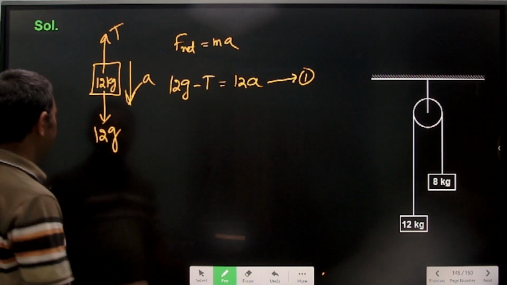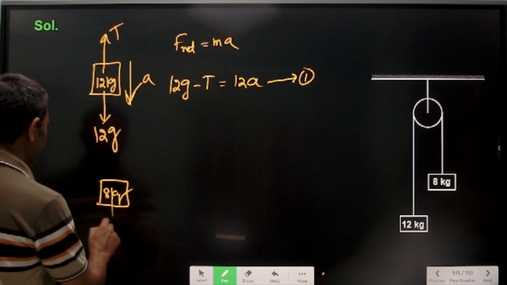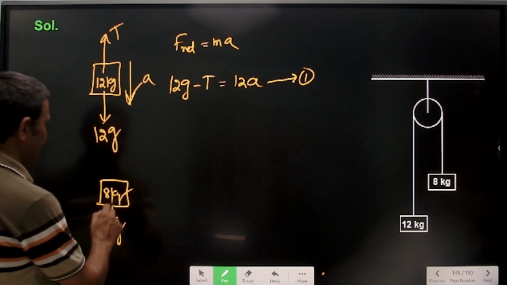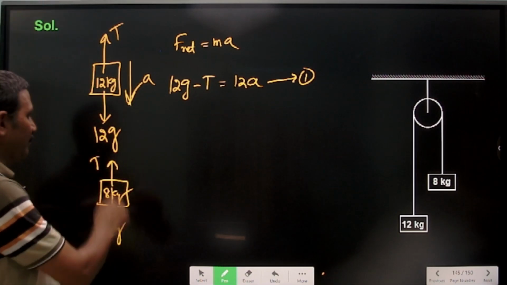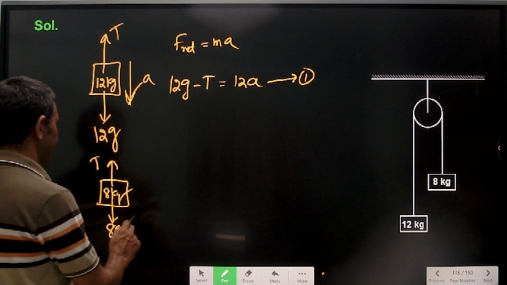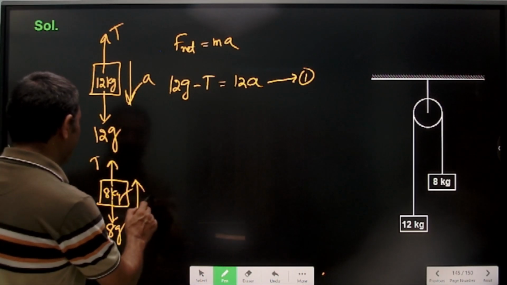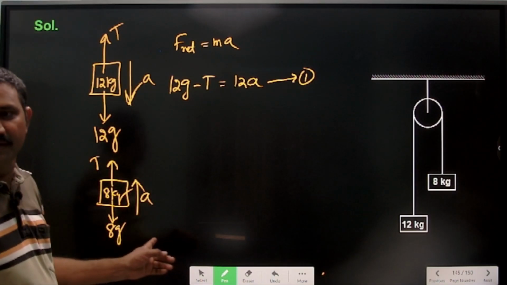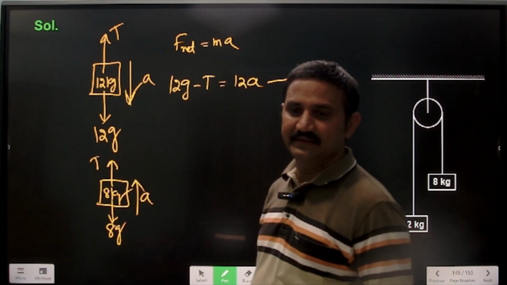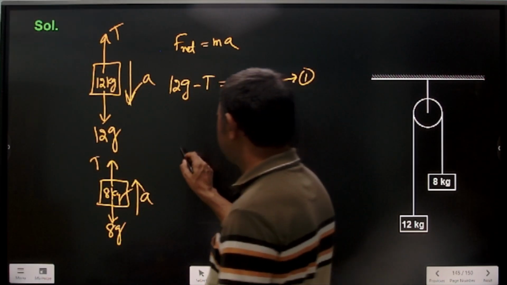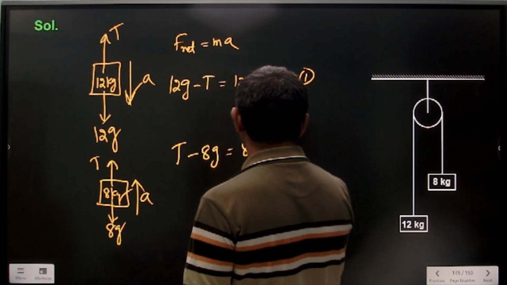And next, the 8 kg mass free body diagram. This is 8 kg, and 8g acts vertically downward, and this tension T is acting upward. The 8 kg body is moving upward because this mass is less compared to the 12 kg. So the net force acting on the 8 kg body is in the upward direction. So T minus 8g is equal to 8 into A, equation number 2.